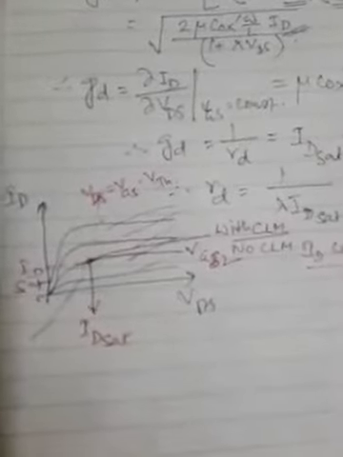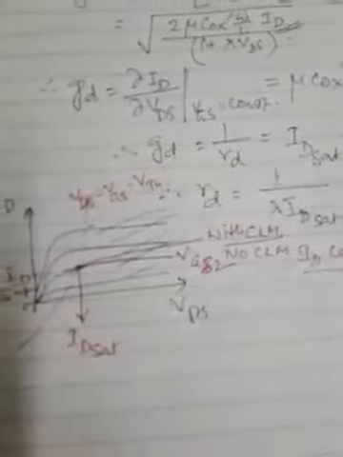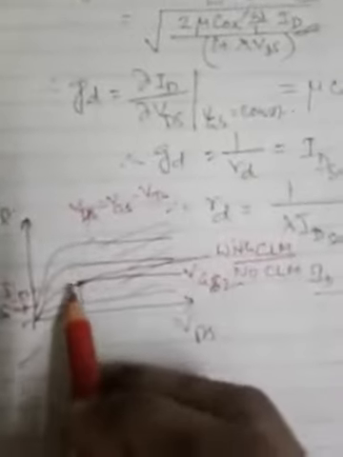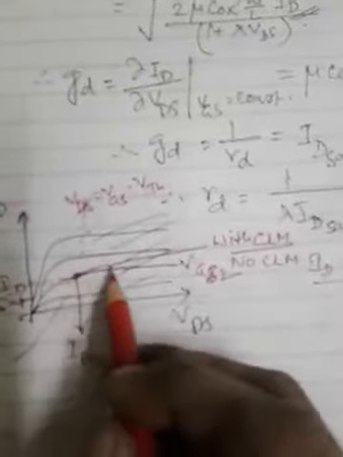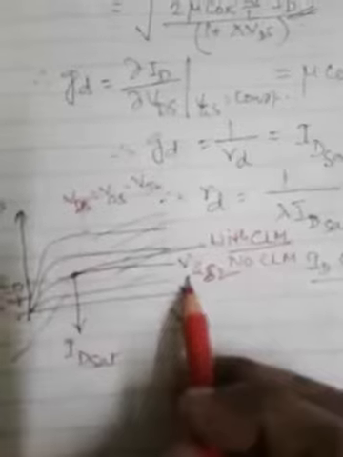And you know why this happens: the channel will be pinched off at a shorter length, and because of that the drain current will increase very much, because the pinching off is happening quicker at a lesser channel length than without CLM. So that increase of drain current is represented as this upward curve with respect to the gate to source voltage VGS2 when the channel length modulation is applied.